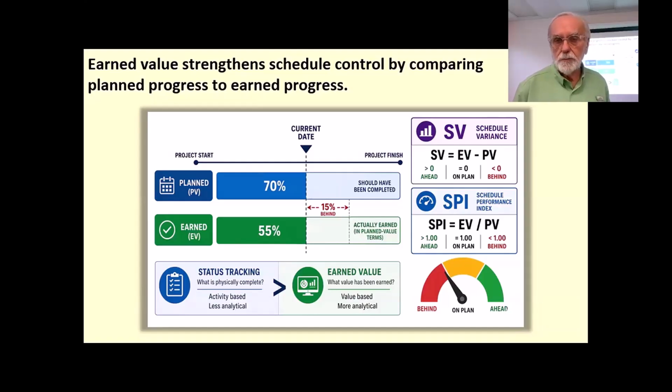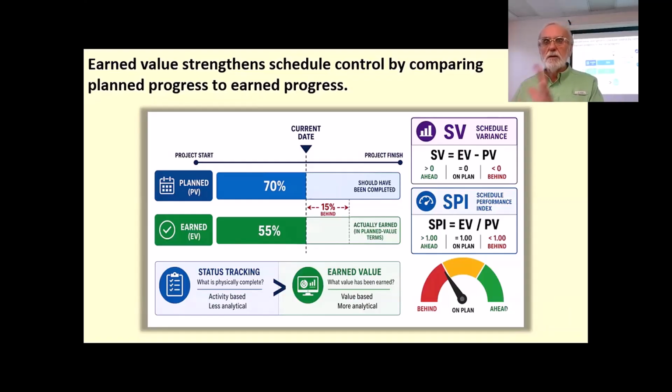So for schedule purposes, earned value strengthens schedule control by comparing plan to progress, back to where I was talking about. We've discussed activity tracking, plan versus actual progress, critical path awareness, schedule responses such as crashing and fast tracking. And here we're looking at earned value management. For schedule purposes, the key comparison that we're looking at is planned value and earned value. Planned value represents how much work should have been completed by a certain amount of time, expressed in budgeted terms.